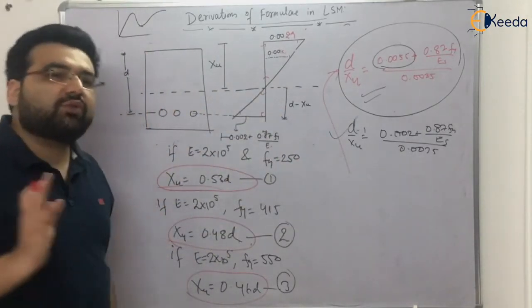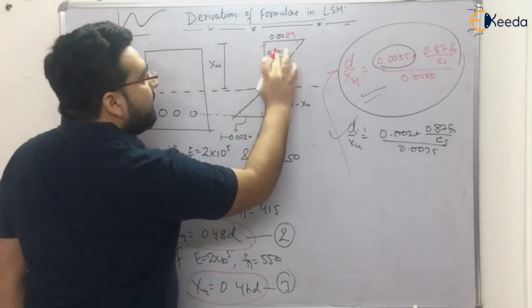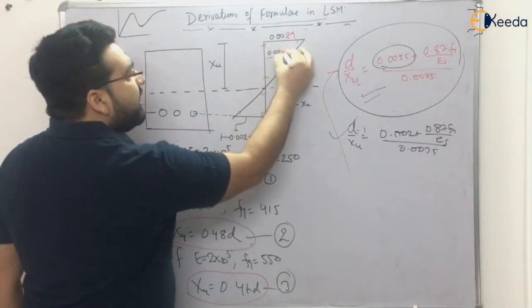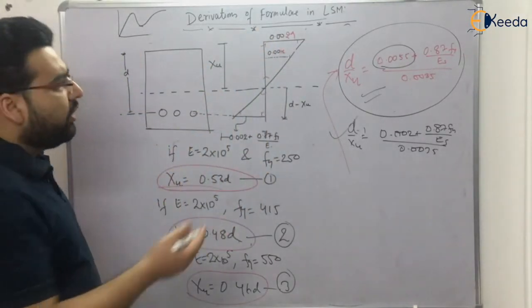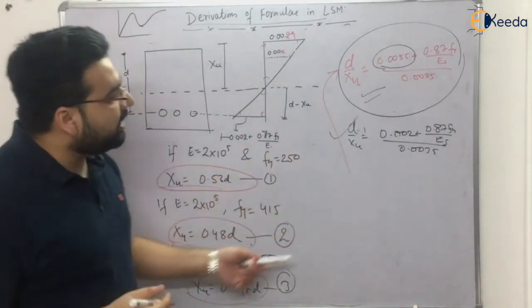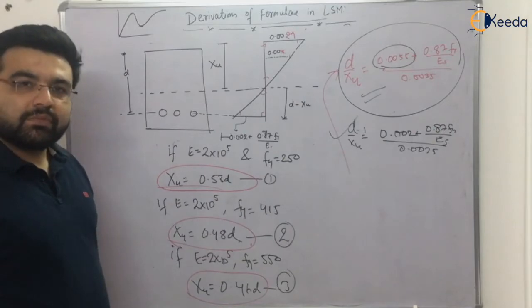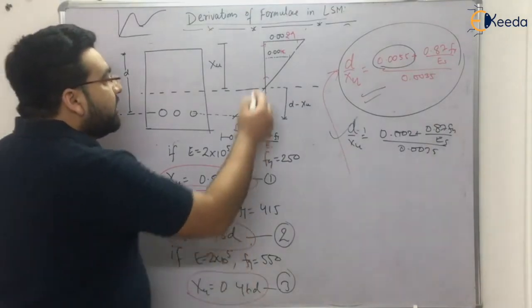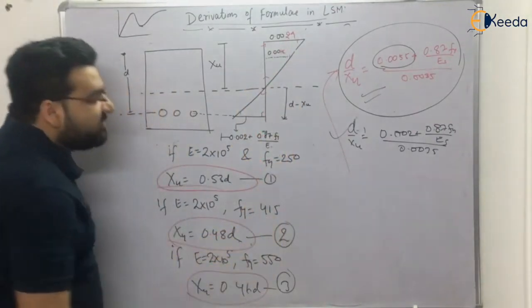I have seen a lot of questions like this. For example, it was 0.002. In some numerical, it is given 0.0015. Or take it as 0.0029. What will you do then? If you apply this formula, your answer will be wrong. Simple. So you have to see how this formula has been derived.